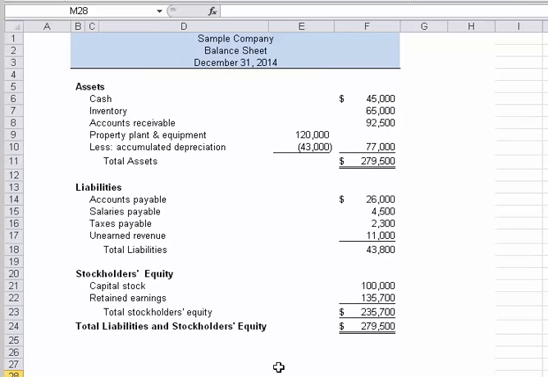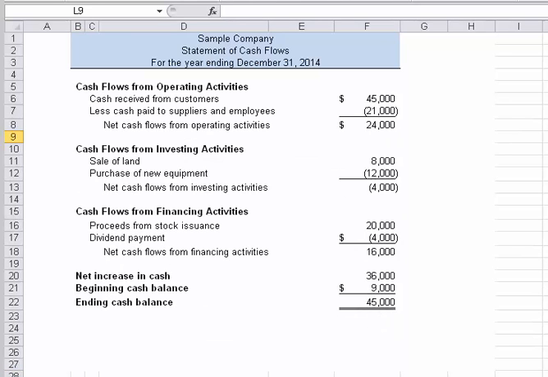Property, plant, and equipment, that happens to be a long-term asset, which means we expect those assets to be here and not turn over within the next year. We had a sale of land of $8,000 that generated cash, and then we also purchased new equipment, and that used $12,000. So we had net cash flows from investing activity, and they were net cash outflows of $4,000. A positive number would be an inflow, a negative number would be an outflow.